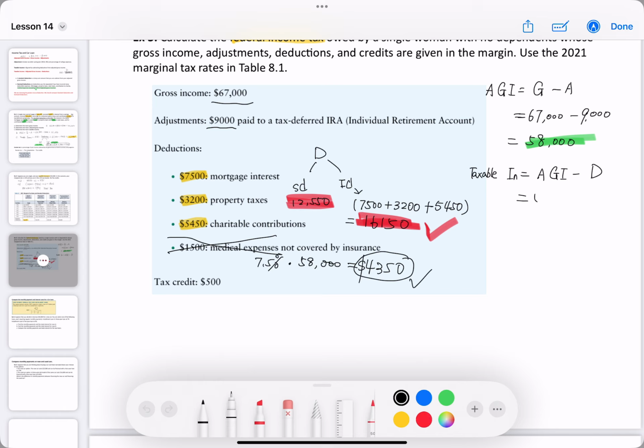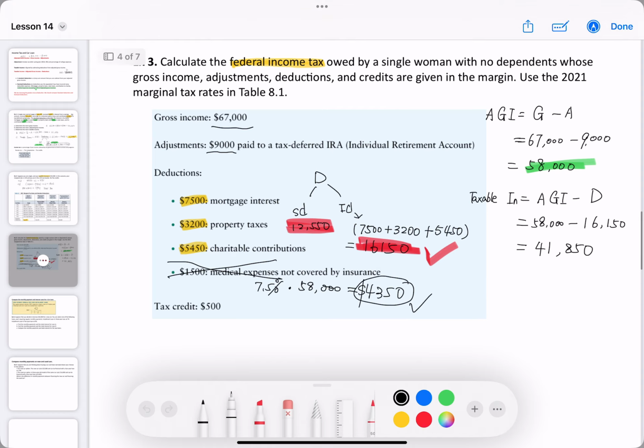I'm using AGI, 58,000, minus 16,150, and I use my calculator to find this. This is 41,850. This is the taxable income. Okay, and next, how do we find the federal income tax? We are using this number, the taxable income, and then go to the table.